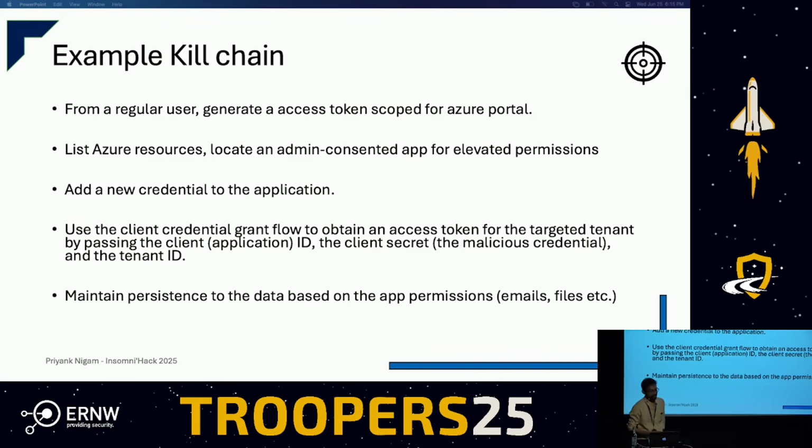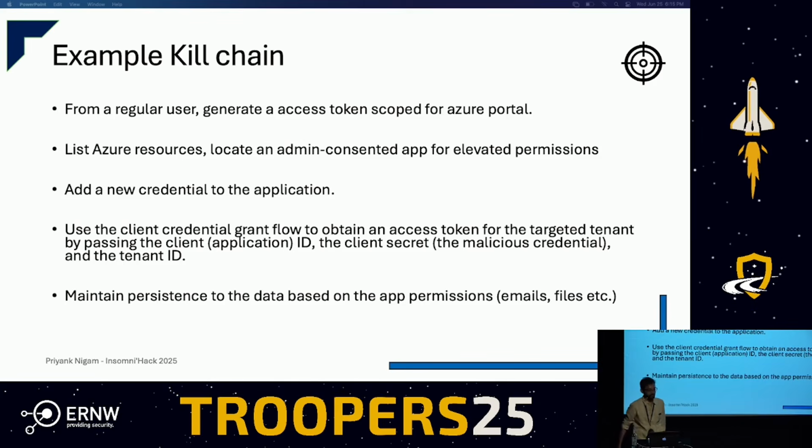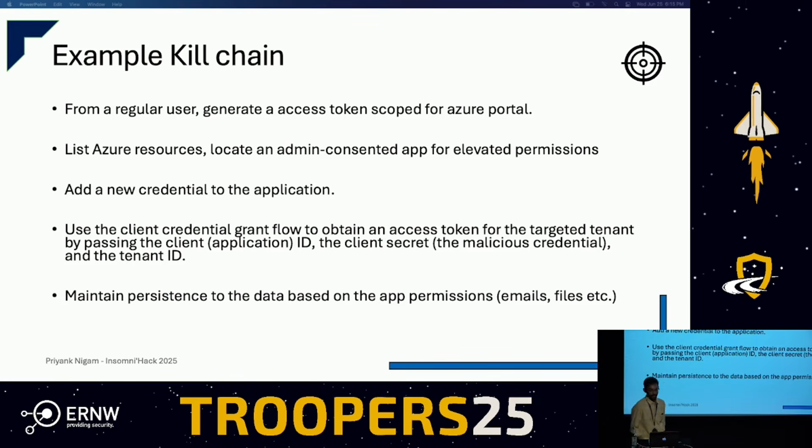So an example kill chain would be, as a regular user, you generate an access token for the Portal, you list Azure resources, or locate an admin-consented application for elevated permission.